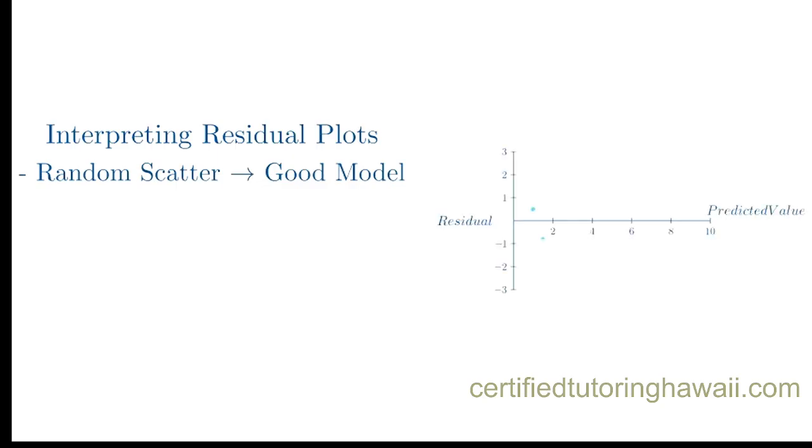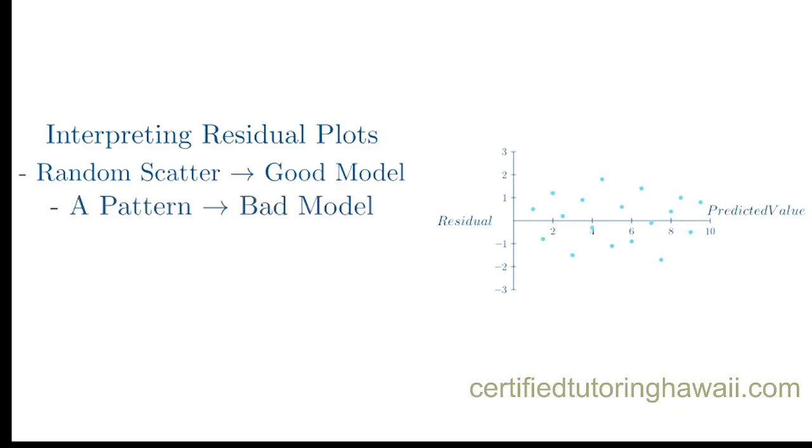Here is an example of a good residual plot. Look how the points are scattered randomly around the horizontal line at 0. This random scatter tells us that the model's errors are random. It's not systematically under or overestimating values. It fits the data well.